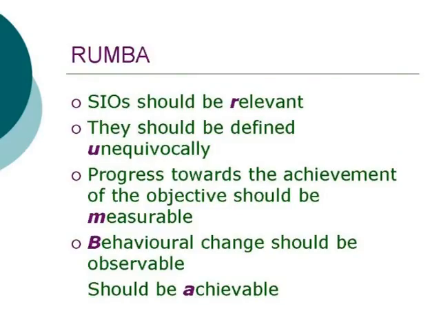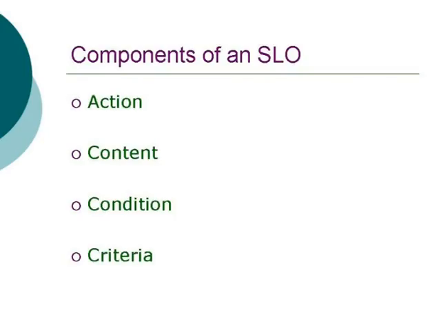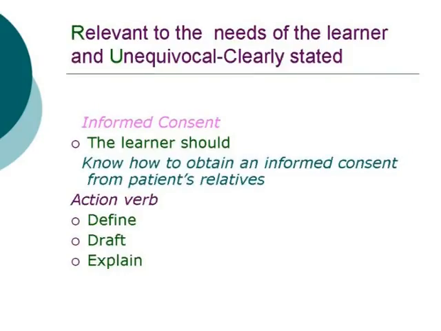A specific learning objective should be relevant, unequivocally stated, measurable, behavioral, and achievable. Each SLO, or specific learning objective, should have an action, what the learner should be able to do, what is the content, and there should be conditions and criteria. This condition and criteria usually go together, or sometimes they will be specifically stated. When we come to different objectives, you will understand that clearly. It should be relevant to the needs of the learner and unequivocal. That means it should be clearly stated.